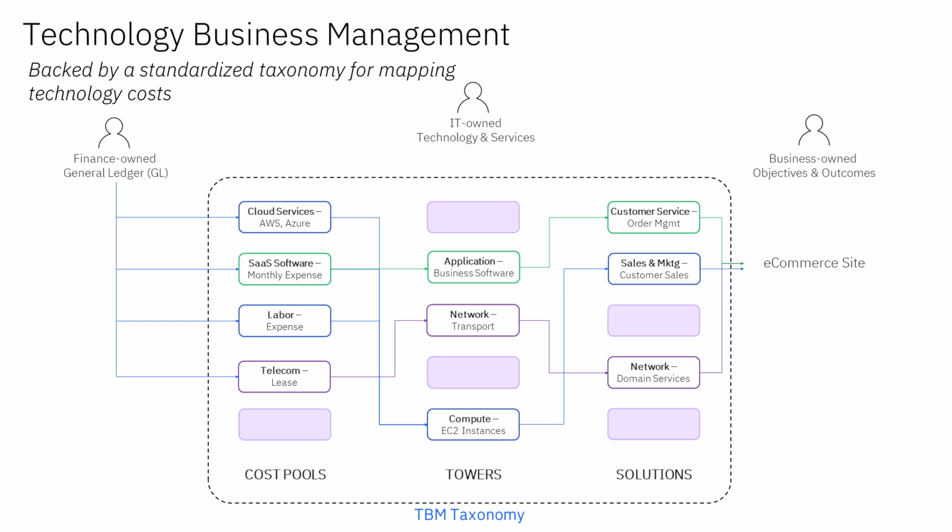exercise. The taxonomy is a standard way to translate individual costs that may come from a finance team's general ledger into standardized categories of spend in the form of cost pools. Cost pools are then mapped to towers and then solutions, and then there's additional mapping at even lower levels.